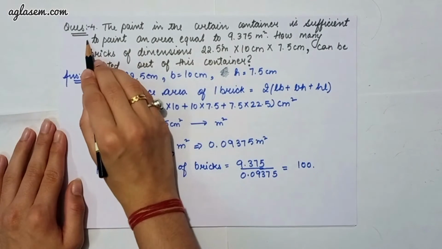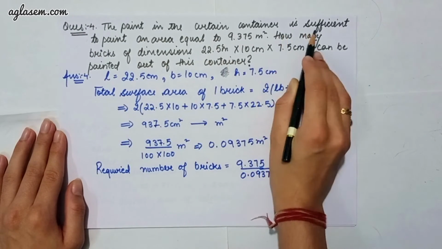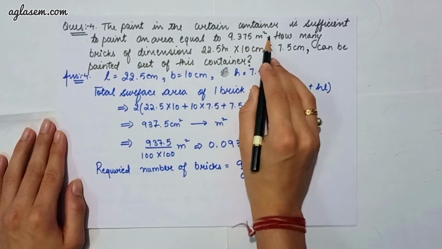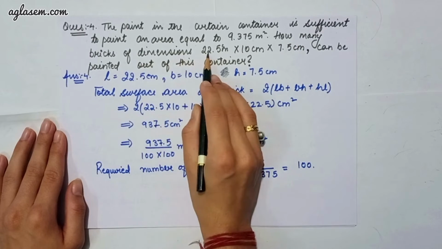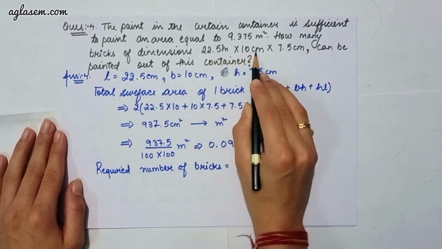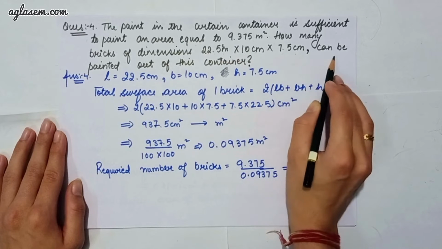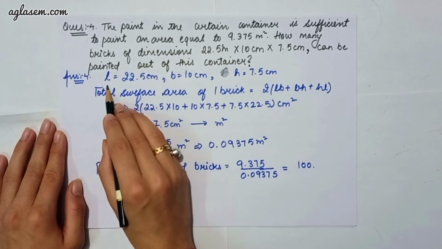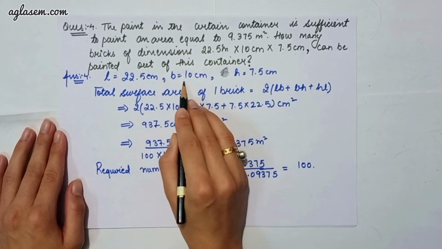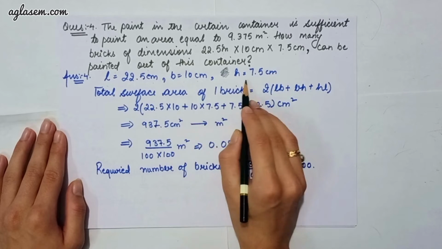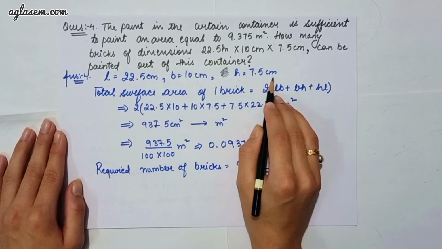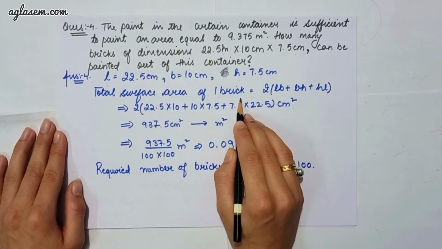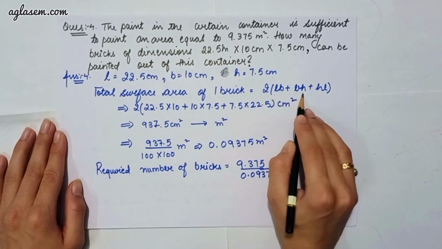Moving to our fourth question, which says the paint in a certain container is sufficient to paint an area equal to 9.375 meters square. How many bricks of dimensions 22.5 cm into 10 cm into 7.5 cm can be painted out of the container? So the answer is length, that is 22.5 cm, breadth, that is 10 cm, height, that is 7.5 cm given to us. So the total surface area of one brick, we can find it by applying the formula, that is 2(LB plus BH plus HL).